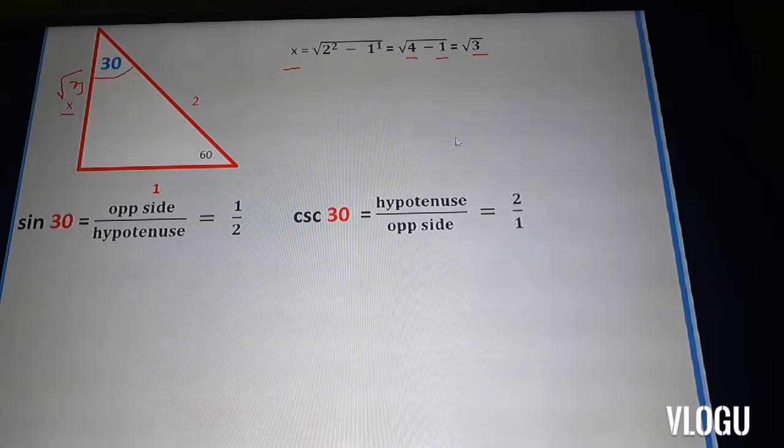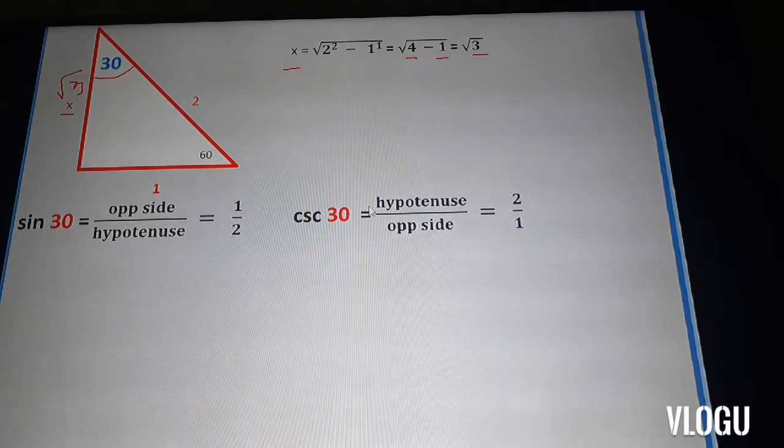For our sine, we have sine is equivalent to opposite side over the hypotenuse. Our opposite side is equal to 1, and our hypotenuse is equal to 2. And therefore, that is equal to 1 over 2 or 1/2. That is equivalent to sine 30. In a calculator, if you press sine 30 degrees, it will give you 0.5 or 1/2, the equivalent measure of sine 30 degrees.